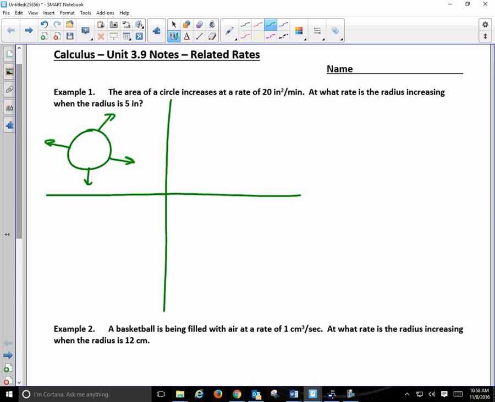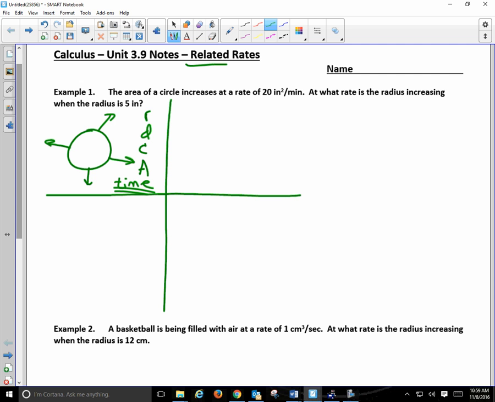The circle is getting bigger. So tell me some things that are changing with the circle. The radius is changing. What else is changing? Diameter, circumference, area. These are all things in the circle that are changing, right? And because they're changing, they have a rate. And they are all related to a very specific thing that's changing that's not up here on the board, and that is time. So all of these variables are related to the change in time. Okay?